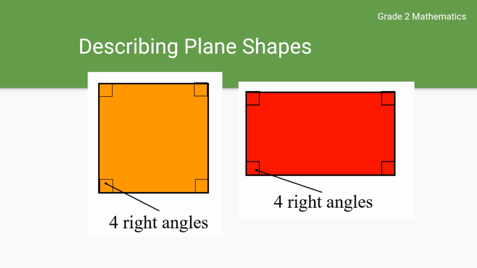Squares and rectangles can also be described by their angles. Squares and rectangles each have 4 right angles. Angles are what is formed where 2 line segments meet. All right angles measure 90 degrees. You can see in these pictures those little square boxes. Those are showing you where the right angles are. So each square has 4 right angles, and each rectangle has 4 right angles.